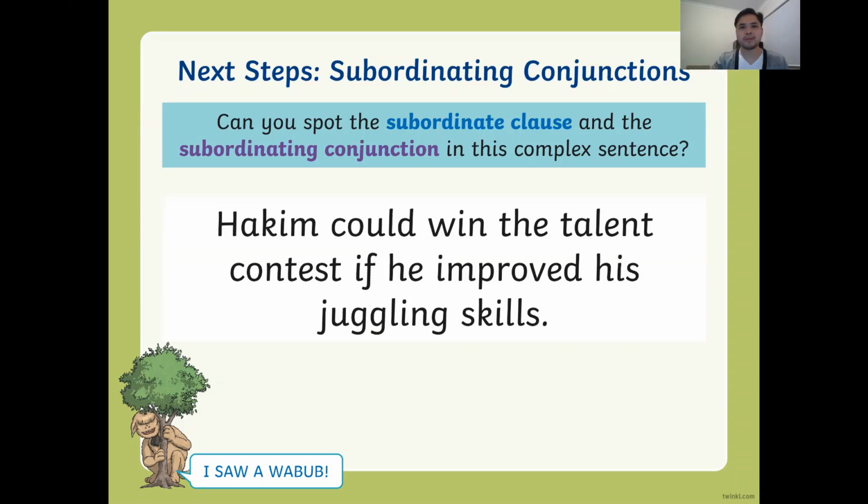Hakim could win the talent contest if he improved his juggling skills. All right, what's the subordinate clause? If he improved his juggling skills. Good. And most of you should know this by now. The subordinating conjunction is if. Good. See, if we didn't have that first part of the sentence, Hakim could win the talent contest, just pretend for a minute that didn't exist. If we just read, if he improved his juggling skills, it doesn't really make sense by itself. That's why it depends on the main clause.